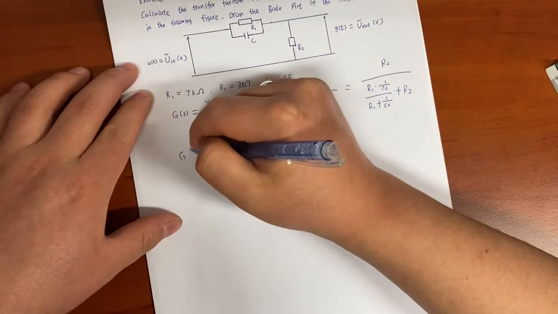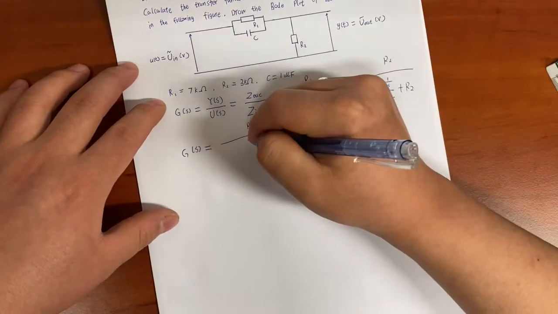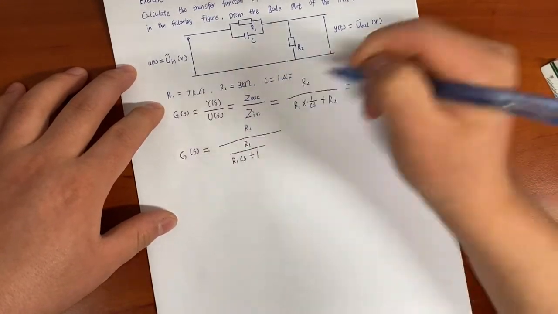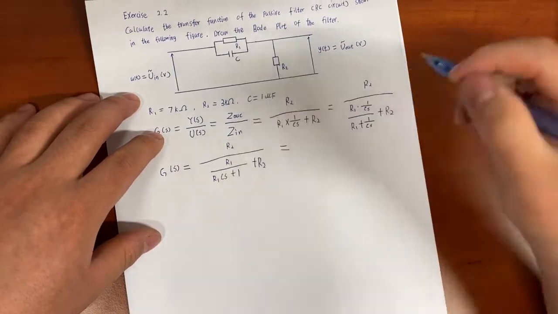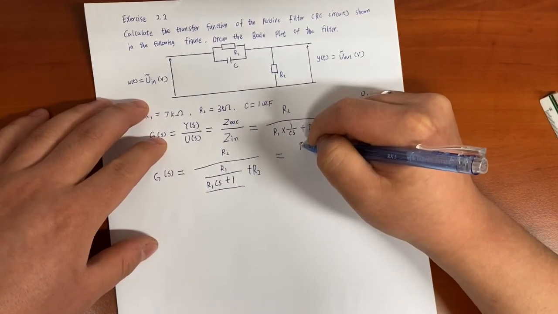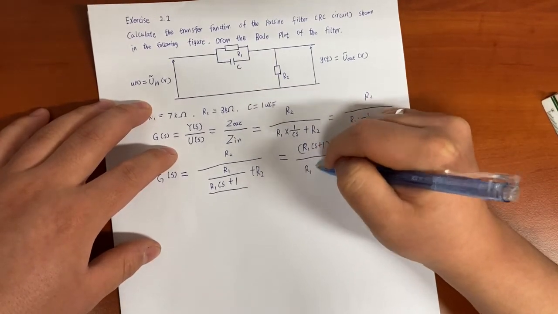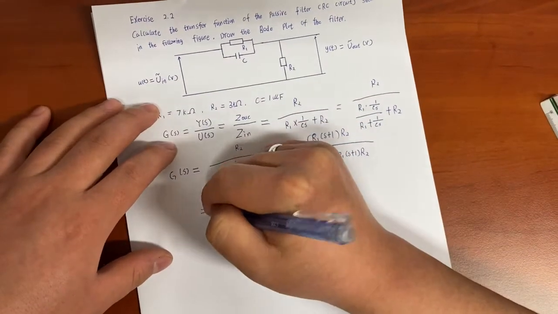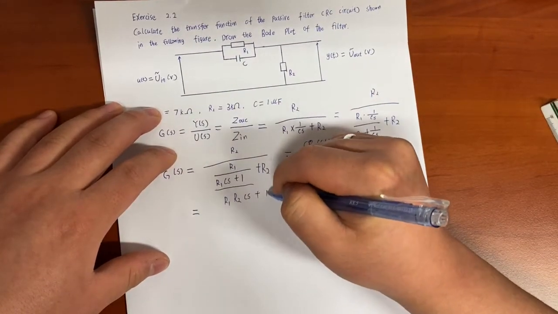1 plus 1 divided by Cs plus R2. And we can write G(s) equal to R2 divided by R1 Cs plus 1 plus R2, and let's multiply by R1 Cs plus 1, which gives R1 Cs plus 1 over R1 R2 Cs plus R2.